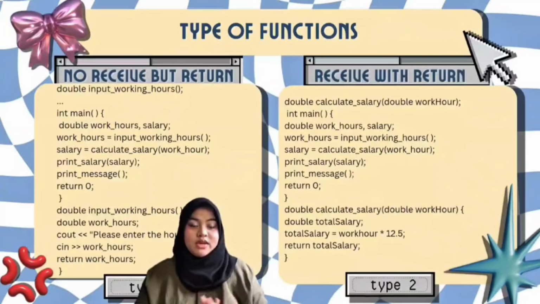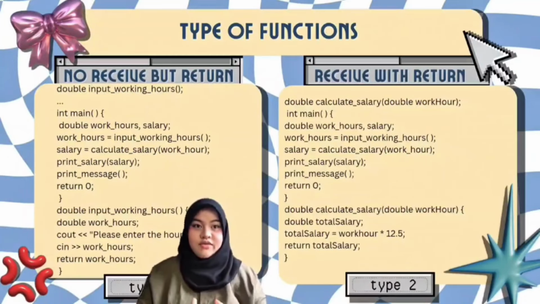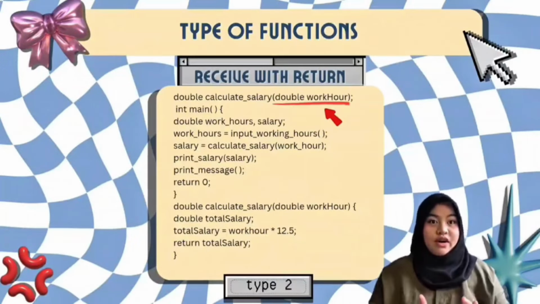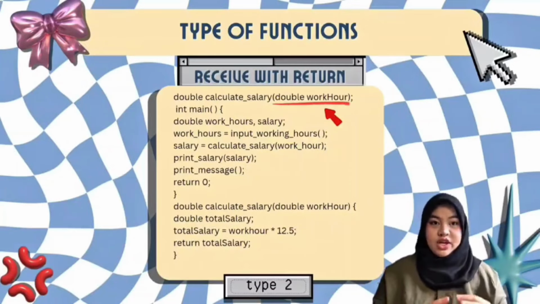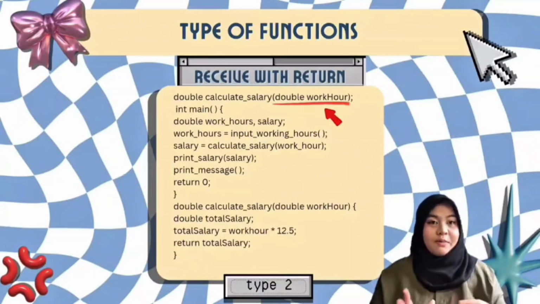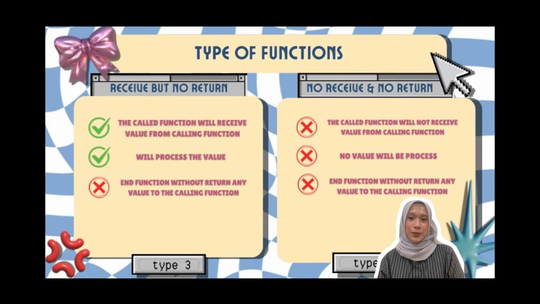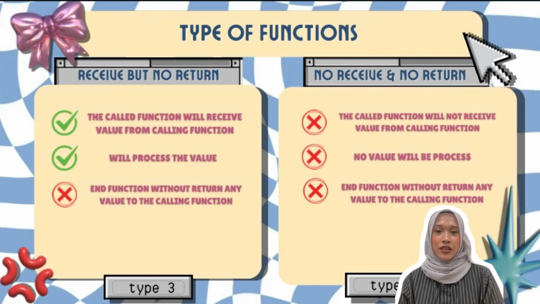Function type 2 is a function that receives with return. The function prototype has a return type before the function name and has a parameter inside the brackets. I will explain function type 3, which is called receive but no return.